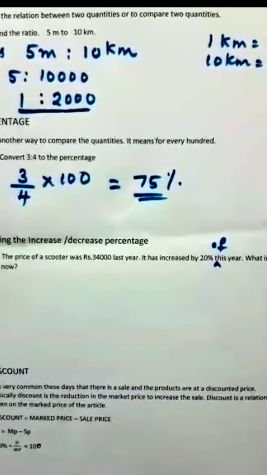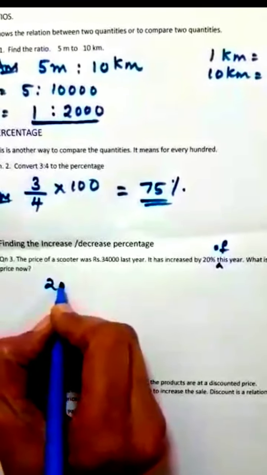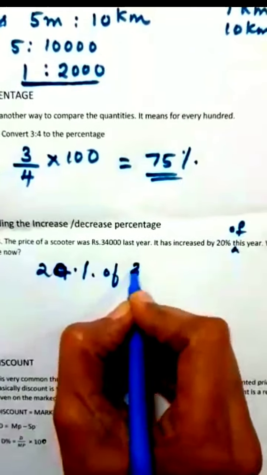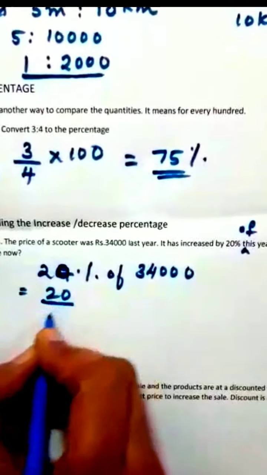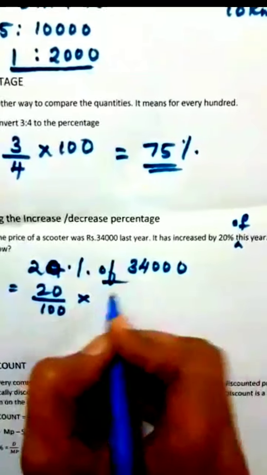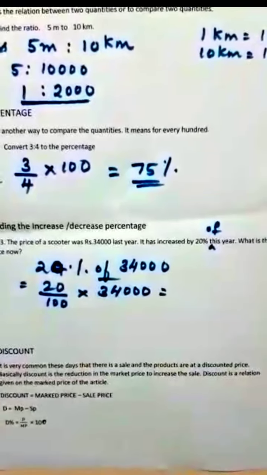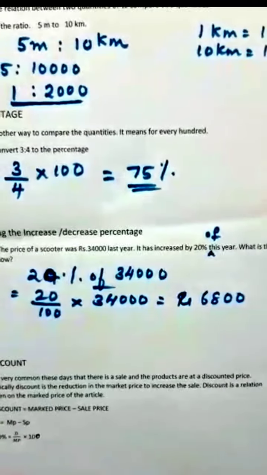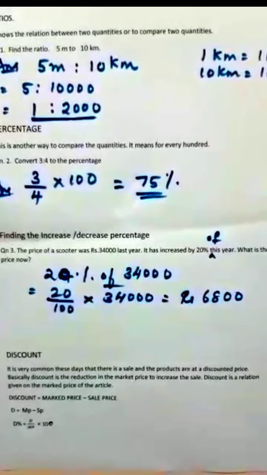So first you have to find out the 20% of 34,000. That will be 20 over 100 percentage. Remove the percentage symbol, division by 100, multiplied by 34,000, where of means multiplication. When you do the simplification you will get rupees 6,800. So this is the question, you have to find out what is the price now, the increased price now.